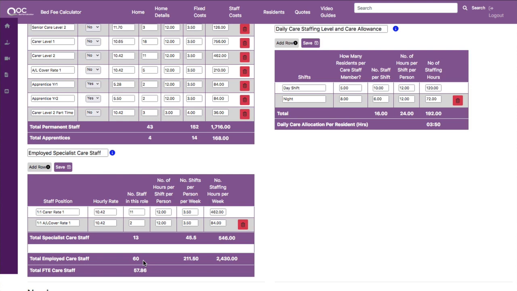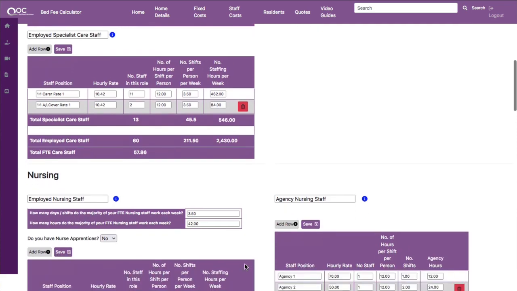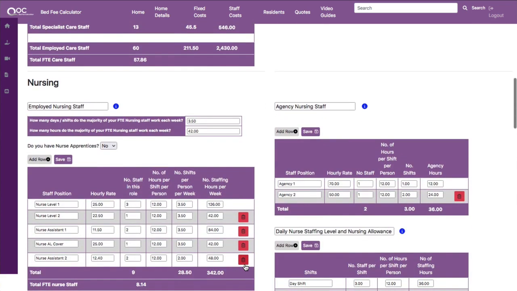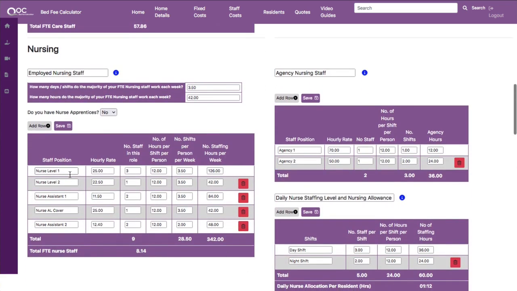And you see here, total FTE care staff is 57.86. The reason being that up here, you employed some part-time staff, 3 part-time staff. So that's 211 half shifts a week, 2,430 hours. Looking at nurses, enter your nurses, nurse level 1, nurse level 2.